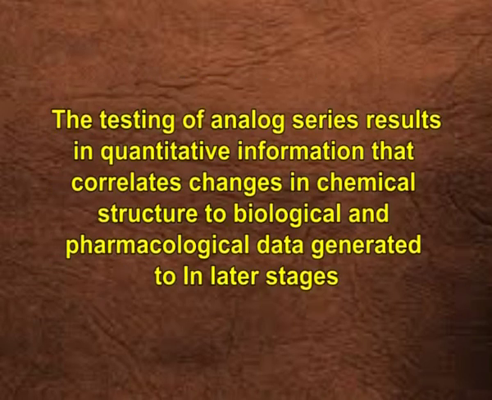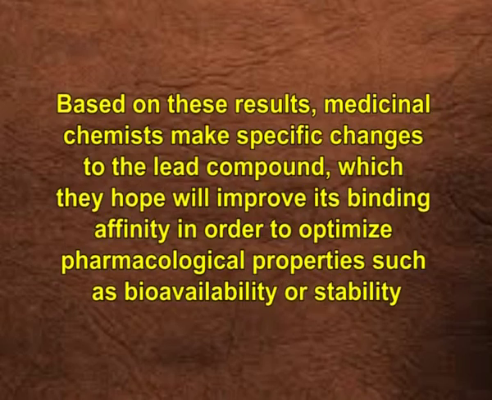The testing of analog series results in quantitative information that correlates changes in chemical structure to biological and pharmacological data generated in later stages. Based on these results, medicinal chemists make specific changes to the lead compound, which they hope will improve its binding affinity in order to optimize pharmacological properties such as bioavailability or stability.